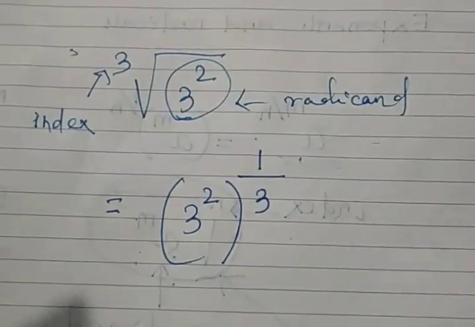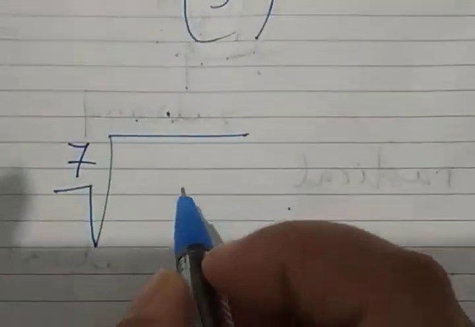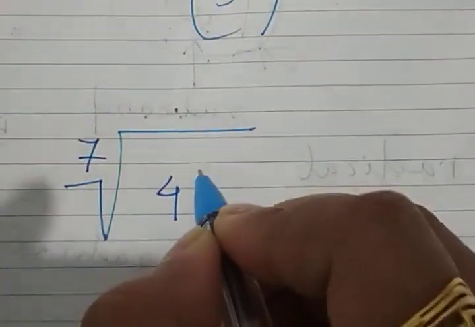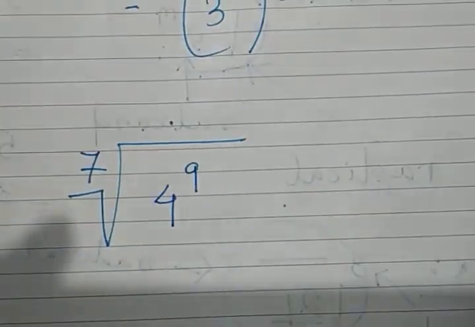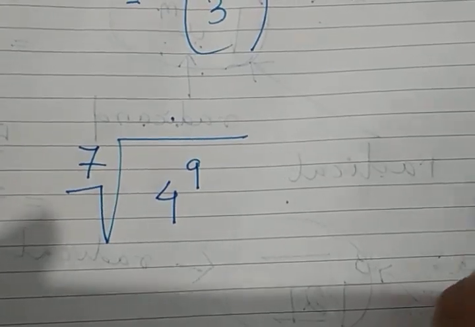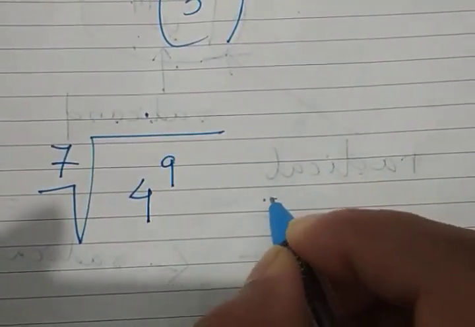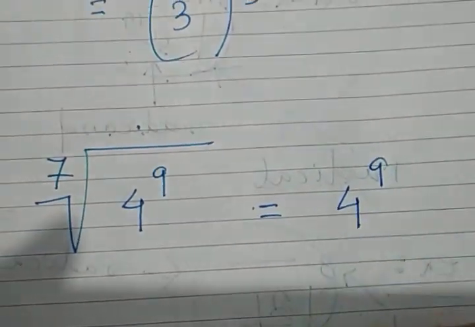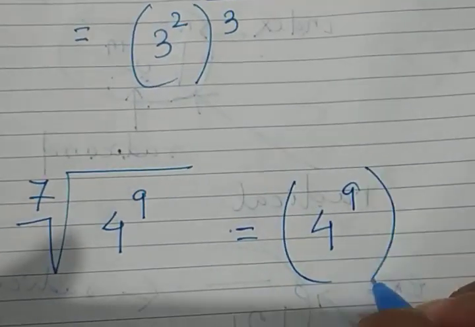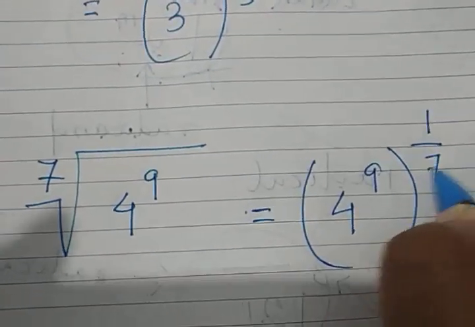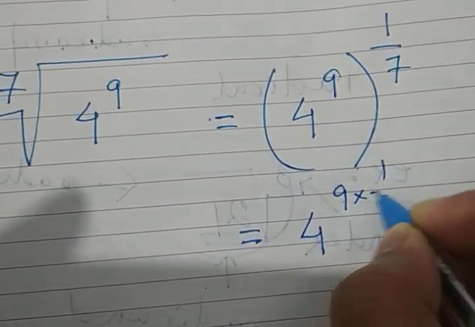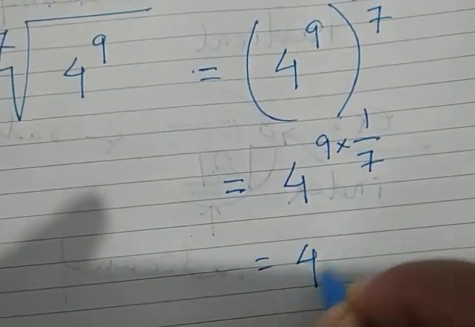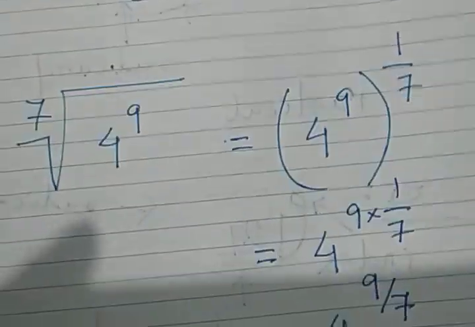Suppose here 7th root of 4 to the power 9. This is the radical form. So what is the exponential form of this? The exponential form of this is 4 to the power 9 as it is, then to the power 1 by 7. Then it will be reduced to 4 to the power 9 into 1 by 7, which is equal to 4 to the power 9 by 7.